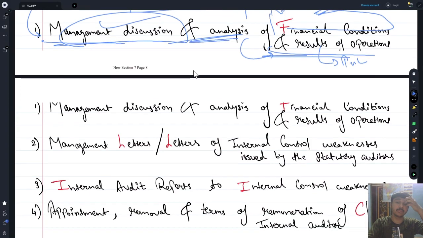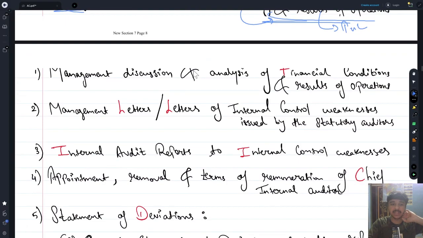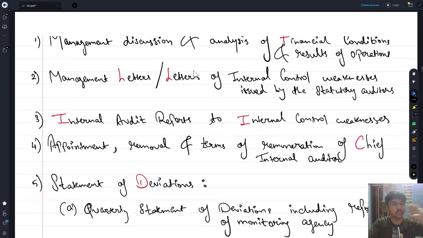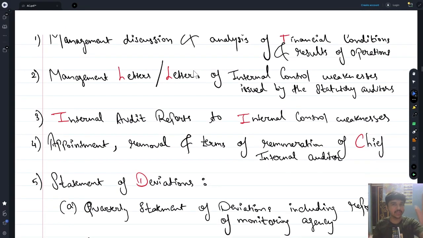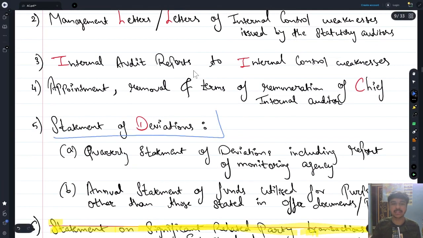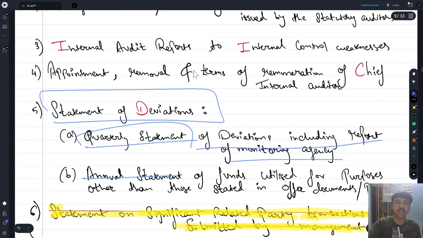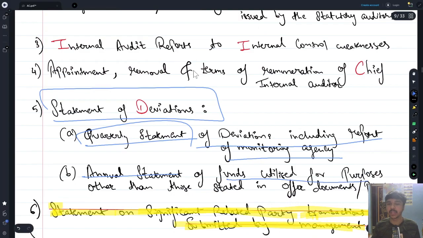After looking into your P&L and your balance sheet, management is thinking that there is some issue. There are certain deviations that they are finding. So what will they do? They will make a statement of deviation. The statement might be quarterly, the statement might be annual. So a quarterly statement of deviations including the report of monitoring agency, and an annual statement of funds utilized for purposes other than those stated in the offer documents.